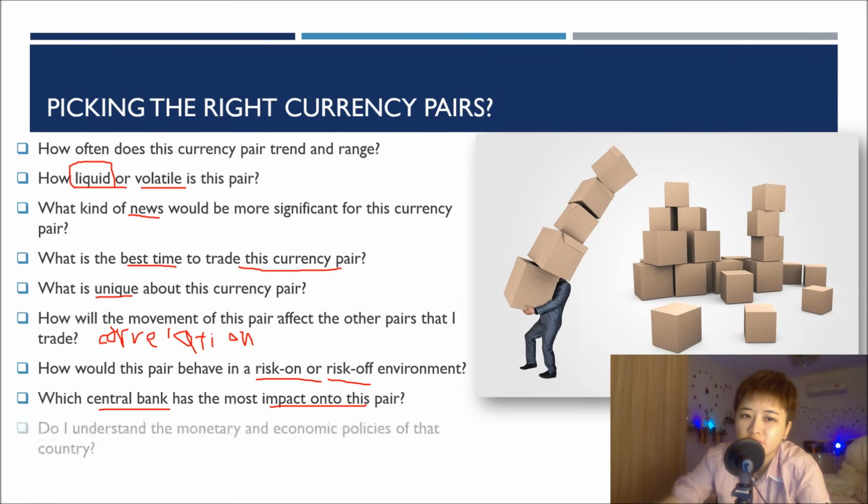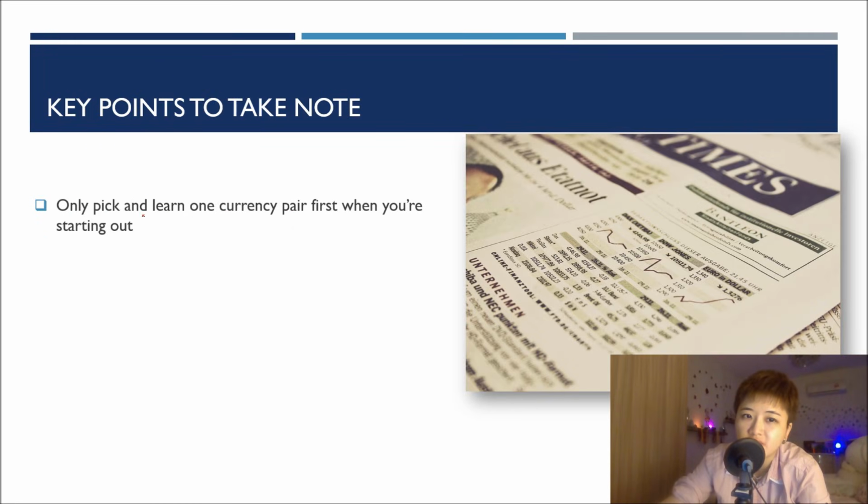You also need to know. If you're trading dollar yen, it's very important for you to understand the monetary and economic policies of the United States and also Japan. So, some key points to take note. Like I said, only pick and learn one currency pair first when you're starting out. Once you have mastered that pair, whatever it is, euro dollar, then you move on to the next pair.